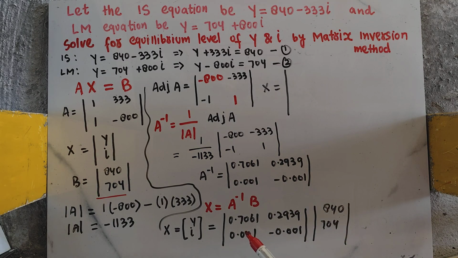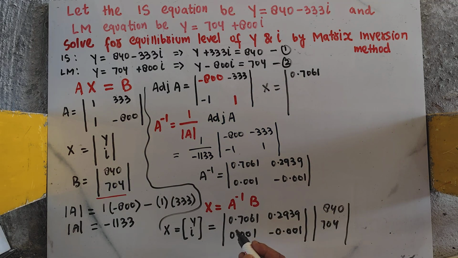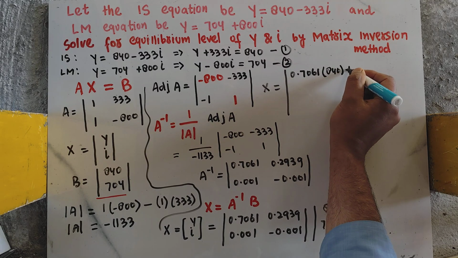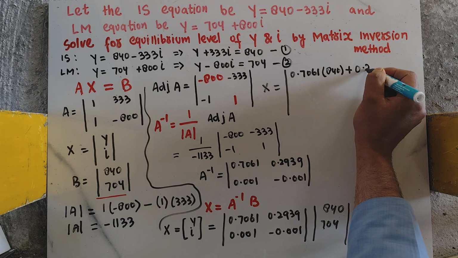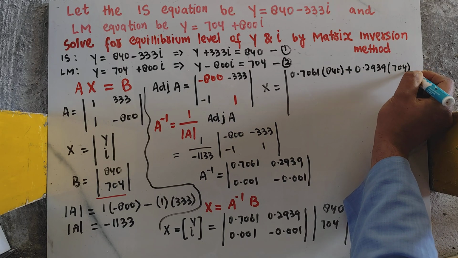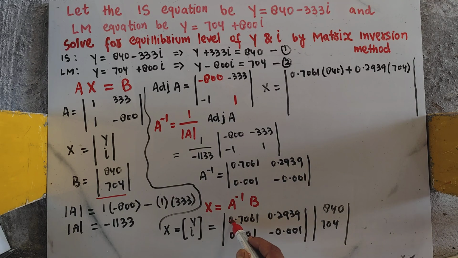And how do we write it? We multiply each row with its corresponding column. That means we have 0.7061 and we multiply it by 840. Then we add, and we multiply this term with this, so we have 0.2939 multiplied by 704. After that, we are done with this row and this column. Then we multiply this row with this column.